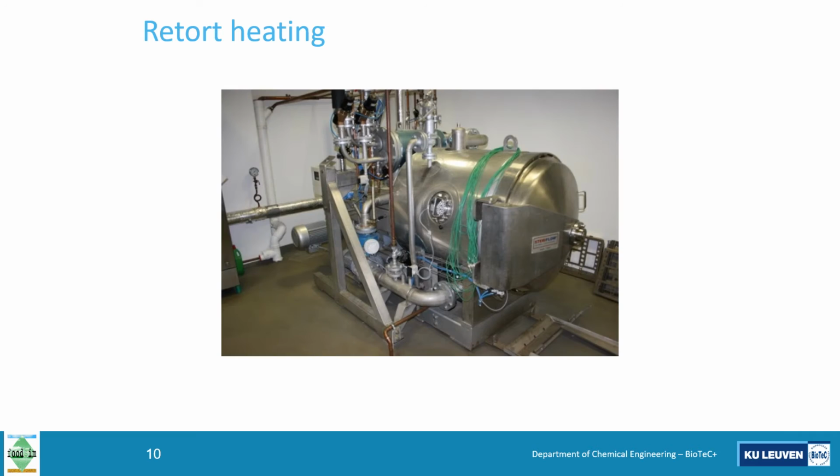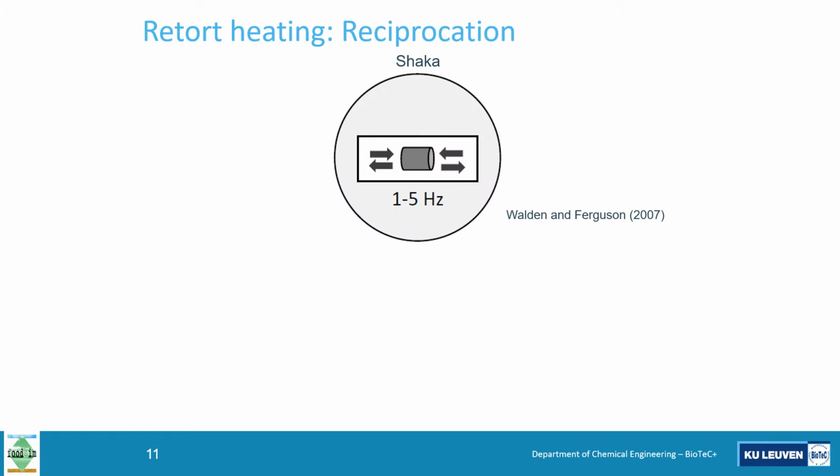What is that? Here is a typical example of such a retort, actually the one we used for our study. Here you see how it works. We have reciprocation as an agitation, and the cans are moved horizontally back and forth, mainly with agitation rates between 1 and 5 Hertz.